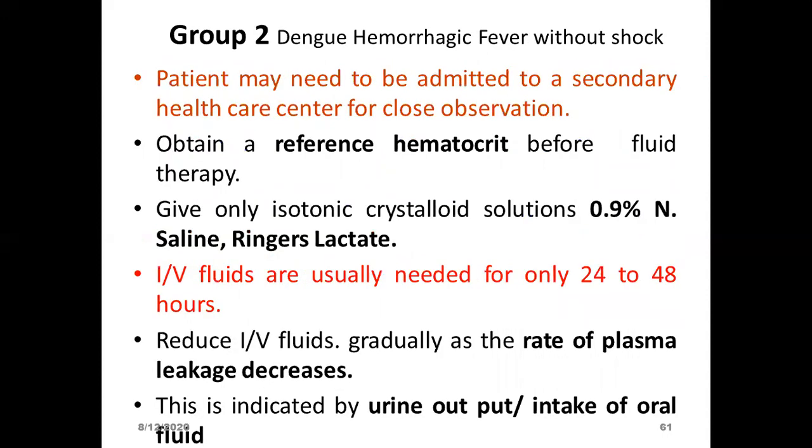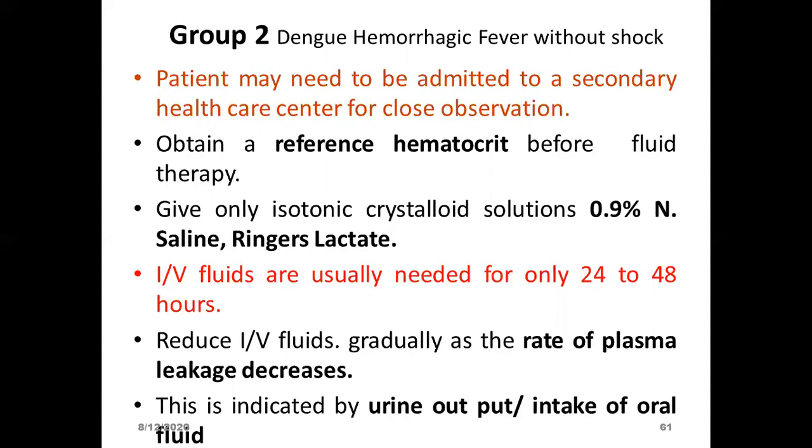And in the management of dengue hemorrhagic fever without shock, this patient may need to be admitted to a secondary health care center for close observation. Obtain a reference hematocrit before fluid therapy, means we have to examine the blood of that patient to see the hematocrit level. Give only isotonic crystalloid solutions, 0.9% normal saline, Ringer's lactate, containing mostly the minerals and salts.